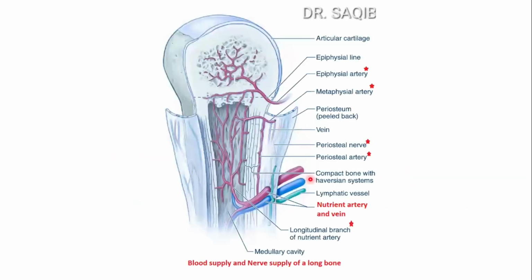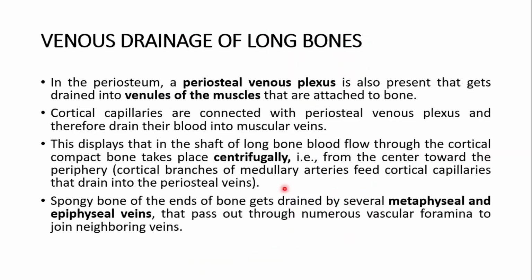Here you could see this, and this is also labeled the nutrient artery, and it's accompanied by the nutrient vein. Follow the laser. This blue is the nutrient vein. And in the periosteum, a periosteal venous plexus is also present that gets drained into venules of the muscles that are attached to the bone. Cortical capillaries are connected with the periosteal venous plexus and therefore drain their blood into the muscular veins.